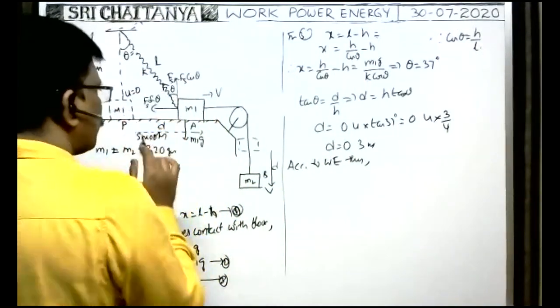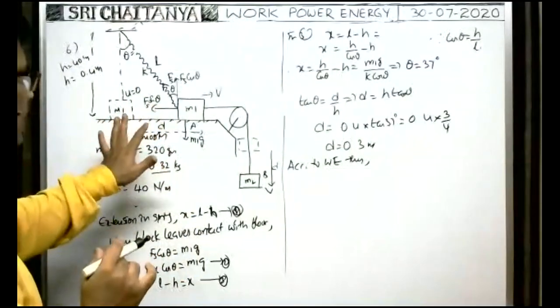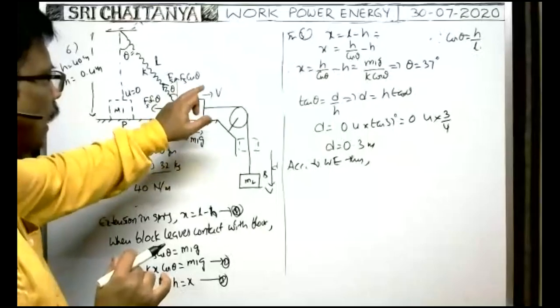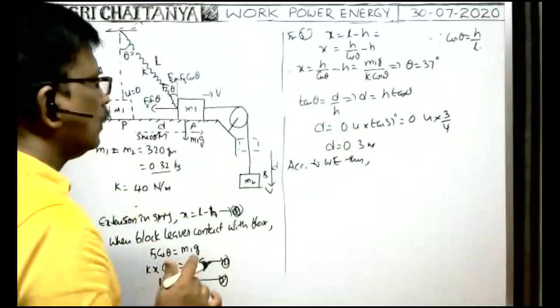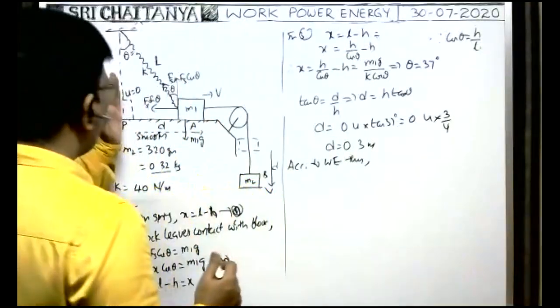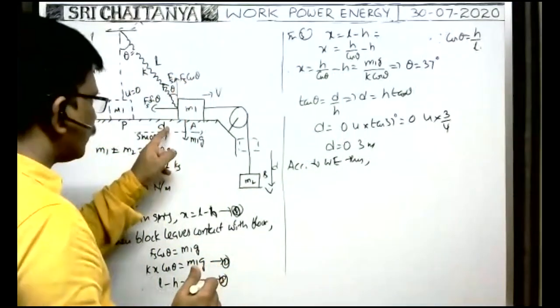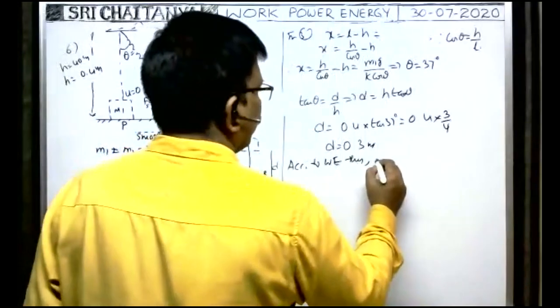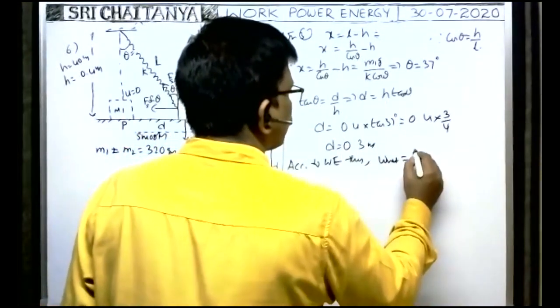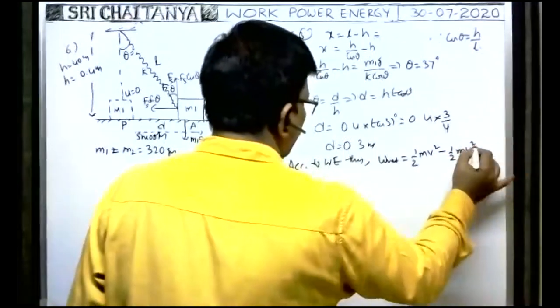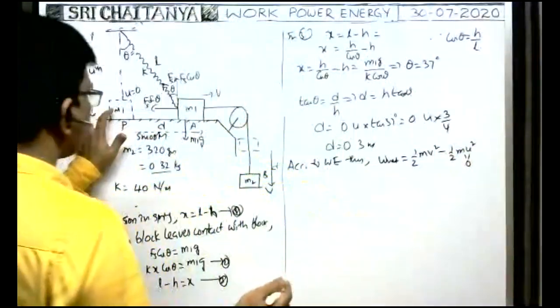Initially, whenever the block m1 is here, the initial velocity is 0. Whenever the block leaves contact with the floor, at that time the velocity of the block is say v. So according to the work energy theorem, when the block displaces up to a distance d, what is the work done? Net work done is equal to the change in kinetic energy, half mv square minus half mv square. This is 0 because the initial velocity is 0.